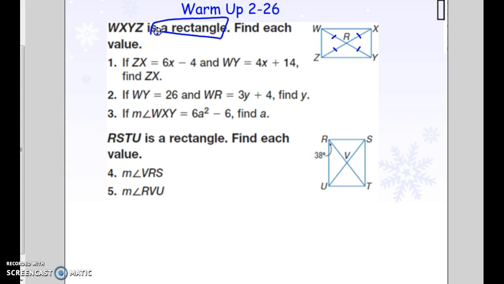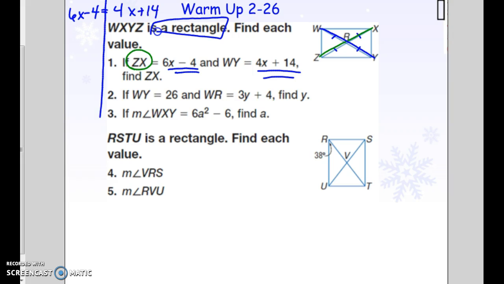So on this warm-up, when they said ZX, what is that? A diagonal. And then they talk about WY. What do we know about those two diagonals? They're equal, just like a dollar bill and 4 quarters. Do they look the same? No, they don't have to. So 6x minus 4 is going to be equal to 4x plus 14.